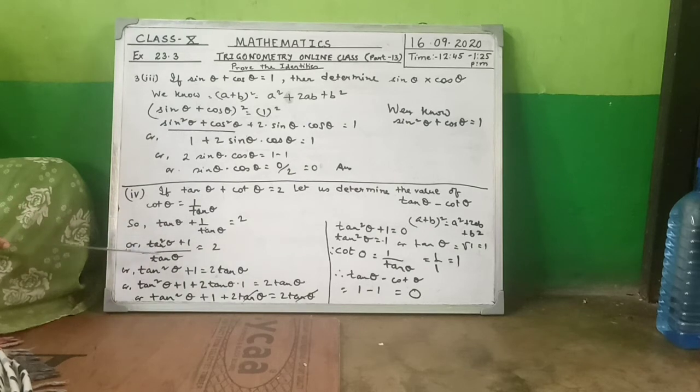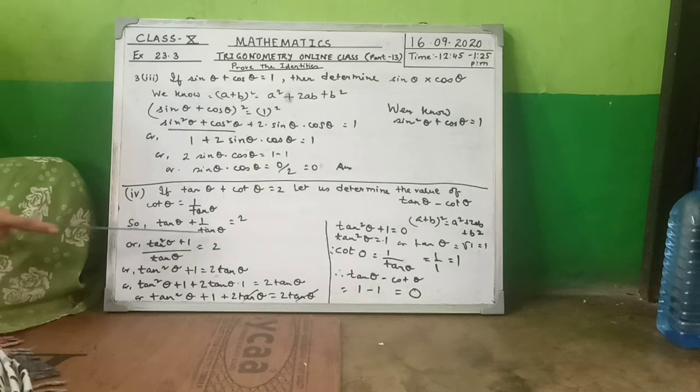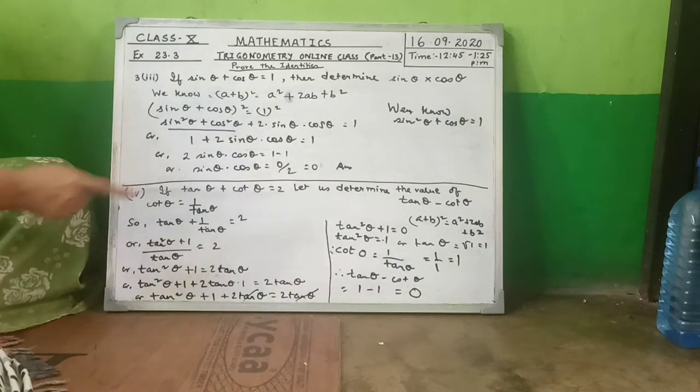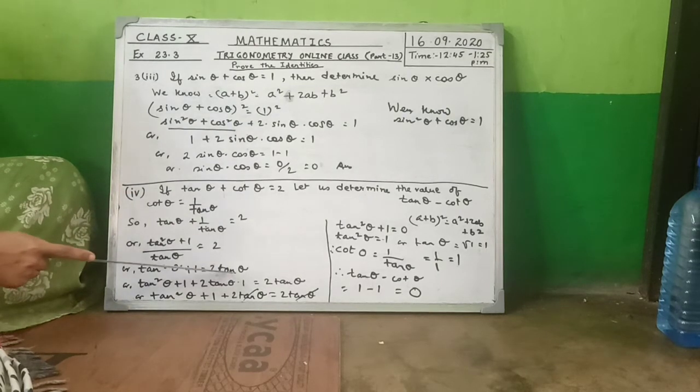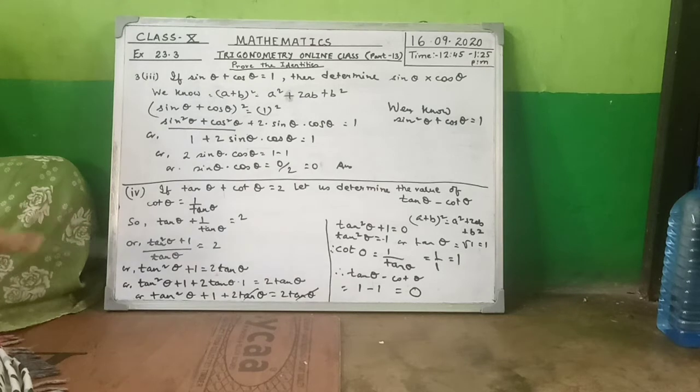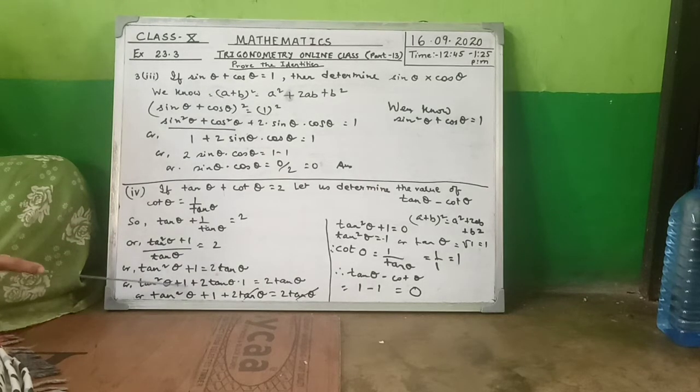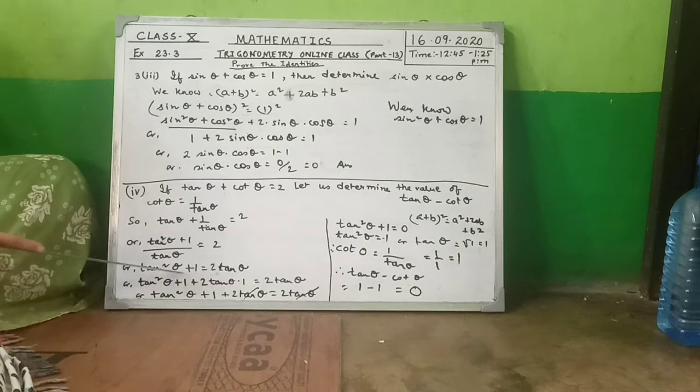You will get what? Tan square theta plus 1 by tan theta, we are taking the LCM, that is equal to given 2. So tan square theta plus 1 is equal to 2 tan theta. This tan theta will go over here. Tan square theta plus 1 minus 2 tan theta. So here we are squaring.